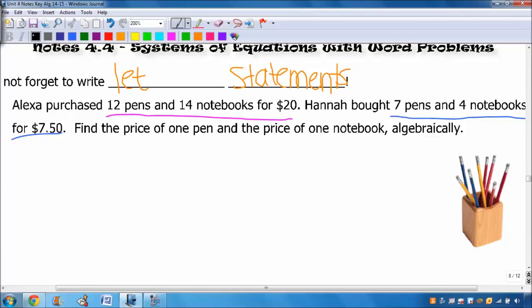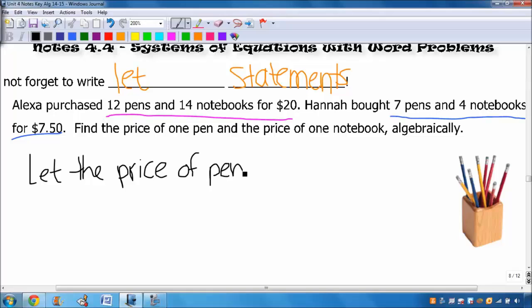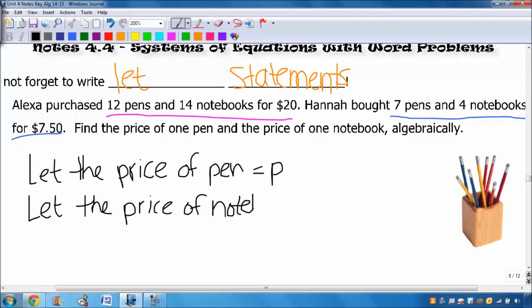My first let statement is going to say let the price, and make sure you're really specific. Don't just say pen, because if you say pen, I don't know what that means about the pens. Are you talking about the number of pens, or are you talking about the price of the pens? We know the number of pens. What we don't know is the price of the pen, okay? So let the price of pen equal P, whatever you want to call it. And then we'll say let the price of notebook equal N.